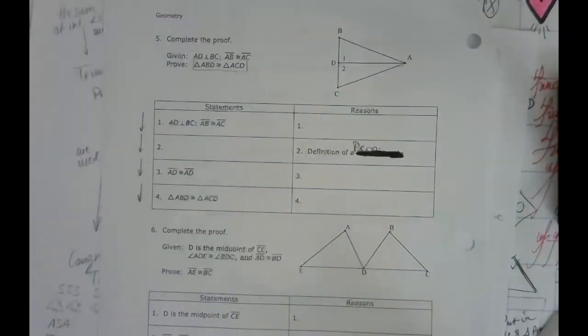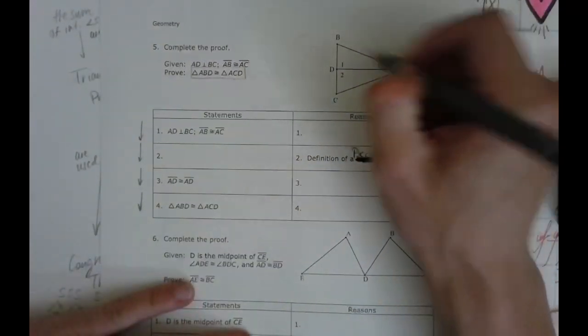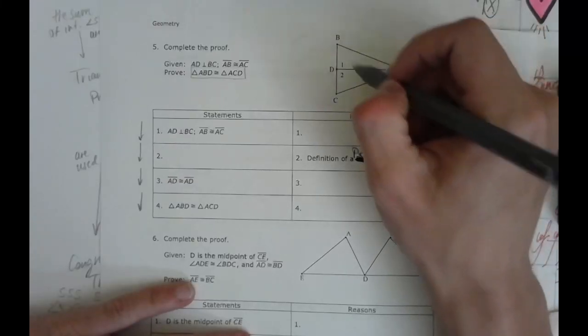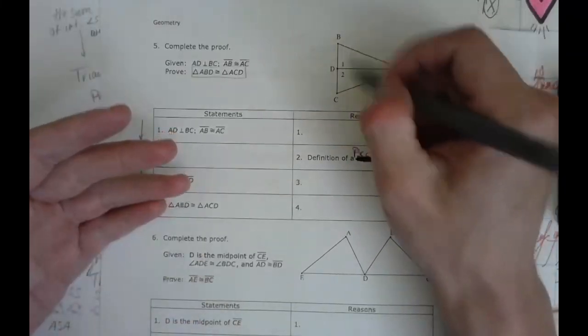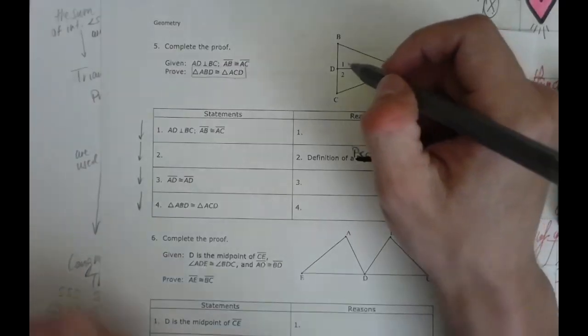A good thing to do in a proof is to look at the picture and ask yourself if you believe it. Is triangle ABD congruent to ACD? Yeah, it looks like it should be, right? So if we proved it, I wouldn't be surprised it was true. Oh, maybe I'll write the perpendicular symbol there as well.